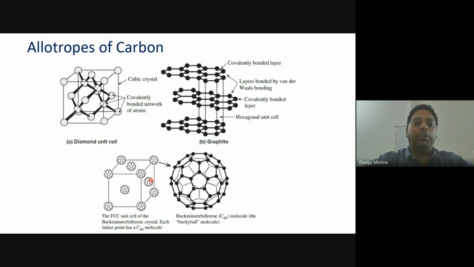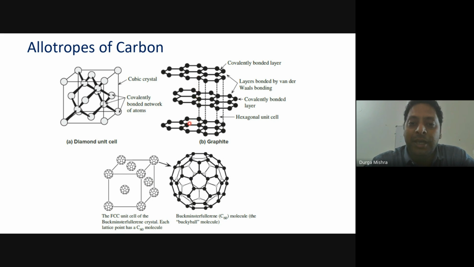Another point which I discussed but did not elaborate is the allotropes of carbon. When we talk about allotropes of carbon, I said one is graphite and the other is diamond, which occur naturally. Then there is also fullerene, which is produced in the lab, and you can also make a unit cell out of it. In the last class, I discussed the layered structure of graphite. That is what I wanted to show here.